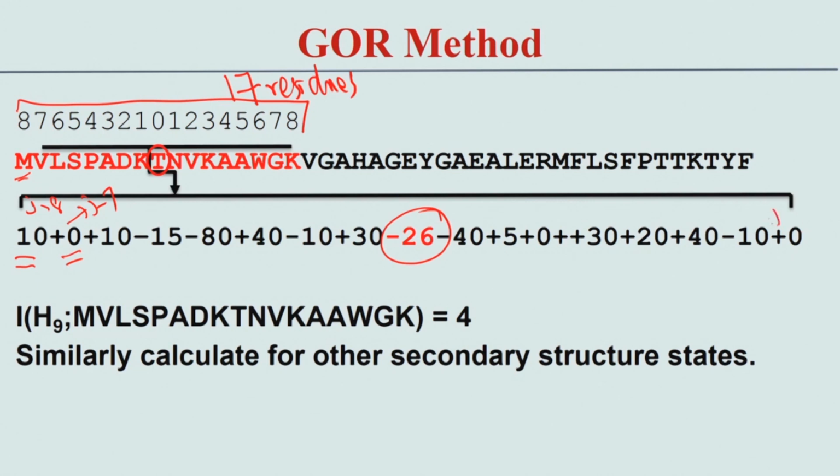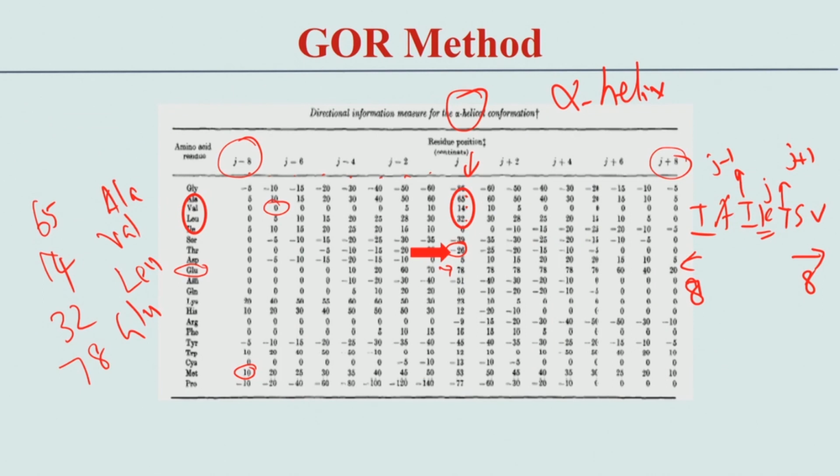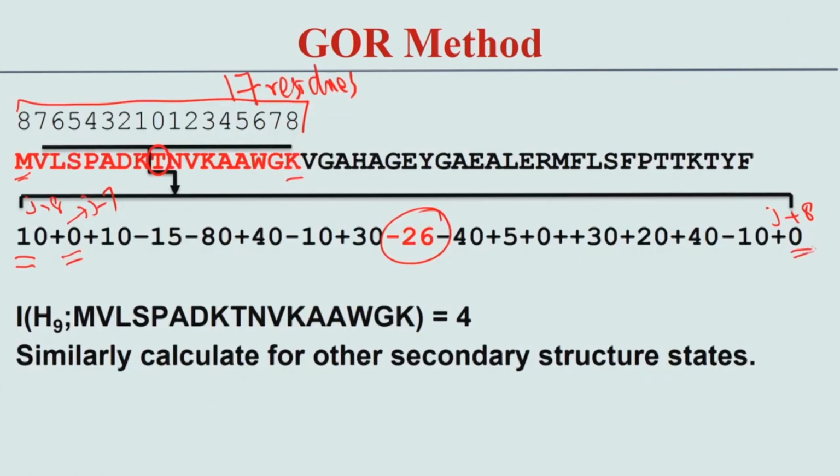Then go with J plus 8, which is lysine. So, if we see the lysine, what is the related code for lysine? L by L by S is here. So the lysine value is 0. So now we have 17 values for the 17 positions.